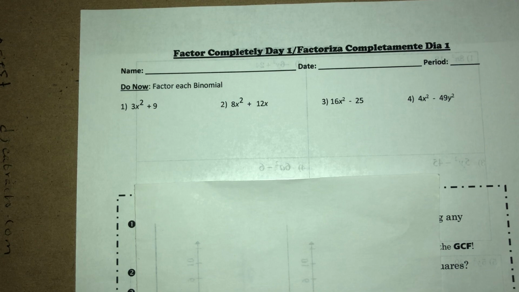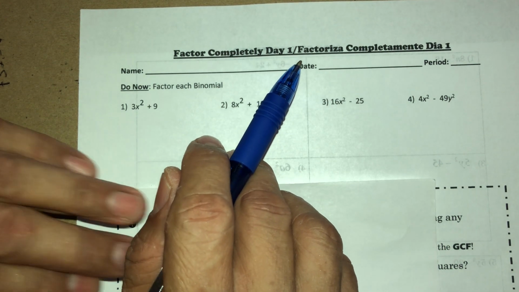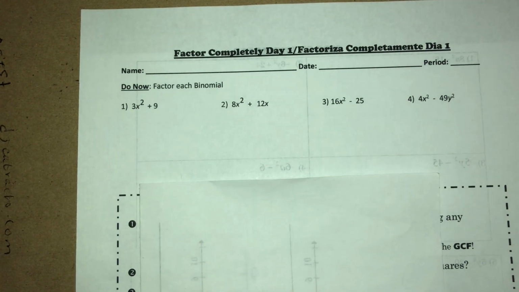Ok, the topic for today is called factor completely. Factor completely means that you have to use at least two forms of factorization or two steps, okay? At least two steps. That's what factor completely means.